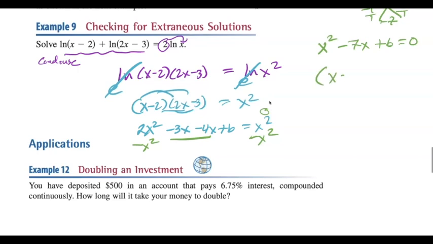So you get (x − 6)(x − 1) = 0. Split it: x = 6 and x = 1. I kind of skipped the x − 6 = 0, x − 1 = 0 step, but you get 6 and 1 as my answers. But let's check our answers.